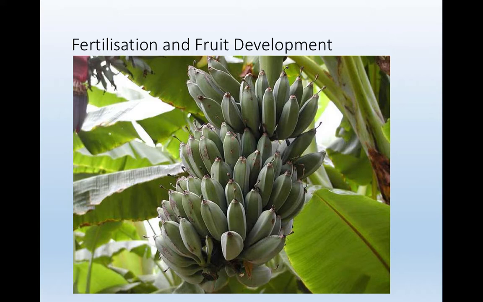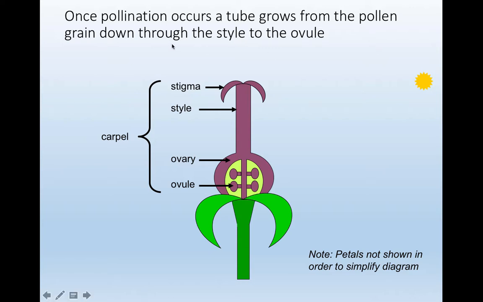So we then have fertilization with fruit development. Some plants actually produce fruit, and that seed is inside those fruits. So let's look at how this happens. Once pollination occurs, a tube grows from the pollen grain and goes down through the style into the ovule. And notice here the petals are just not shown.